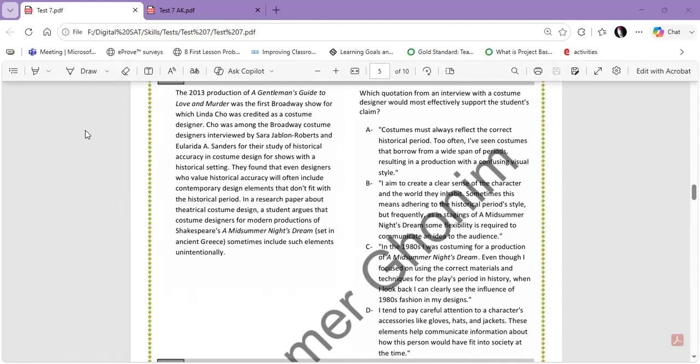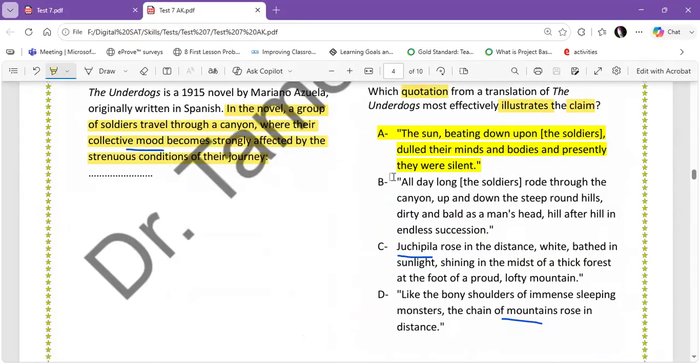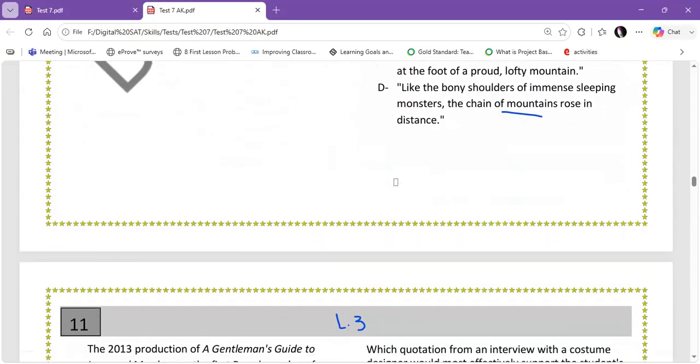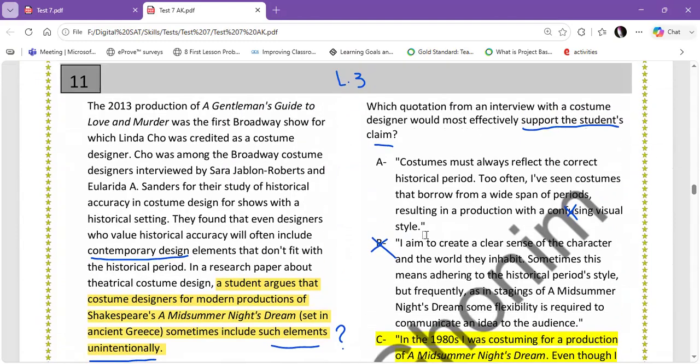I'm waiting for Nardine for number 11. Okay. Unfortunately, two got number 11 wrong, Majd and Ala. Let's look at number 11. It's level 3. Yeah, Majd.